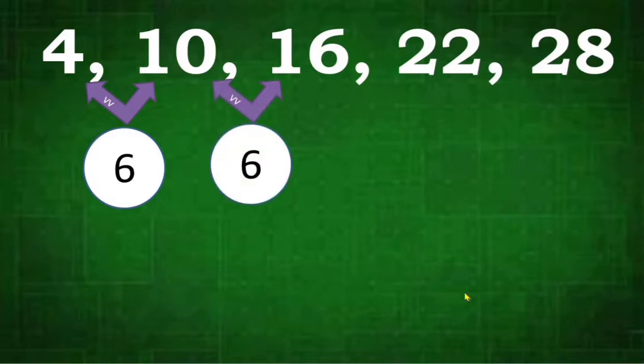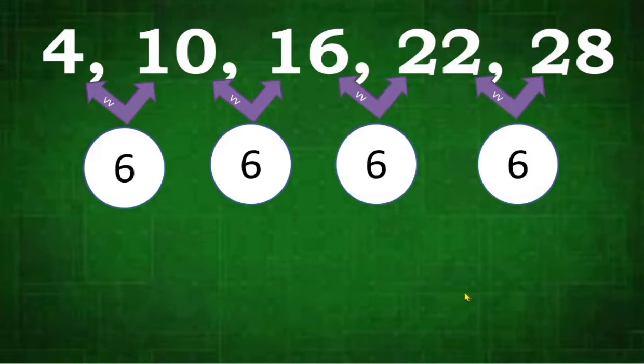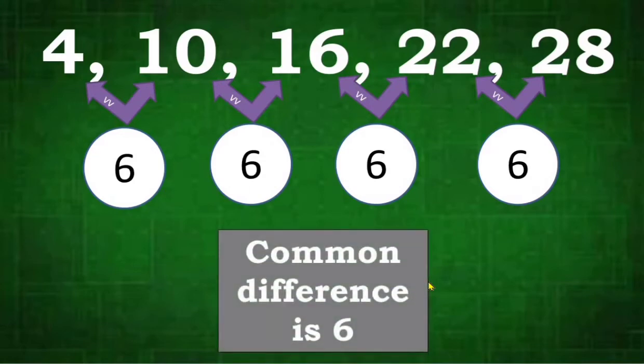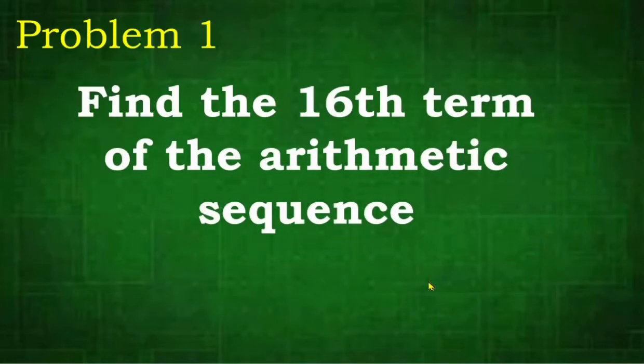This is an arithmetic sequence because if you subtract the second minus the first, the third minus the second, the fourth minus the third, the fifth minus the fourth, and so on, it will arrive at a common difference. So the common difference is 6. Now, let's have the first problem.